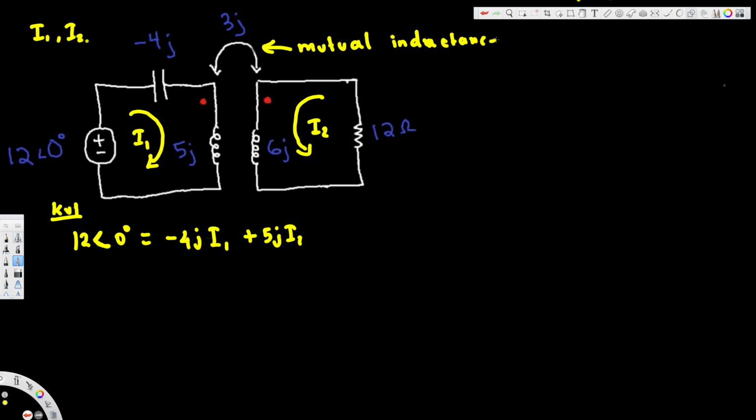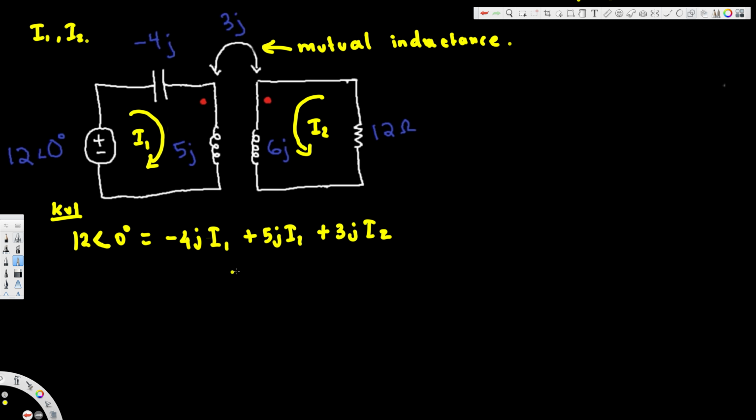When you look at the mutual inductance, you have to look at the opposite one. When you consider this loop, you have to look at the mutual inductance in the other circuit. In the other one, this is along the mutual inductance direction, the dot direction, right? Along the dot direction, and the mutual inductance is 3j, so 3j I2 is positive because of the direction we assumed. So this is going to be 3j I2. This is going to be the KVL equation for this mesh.